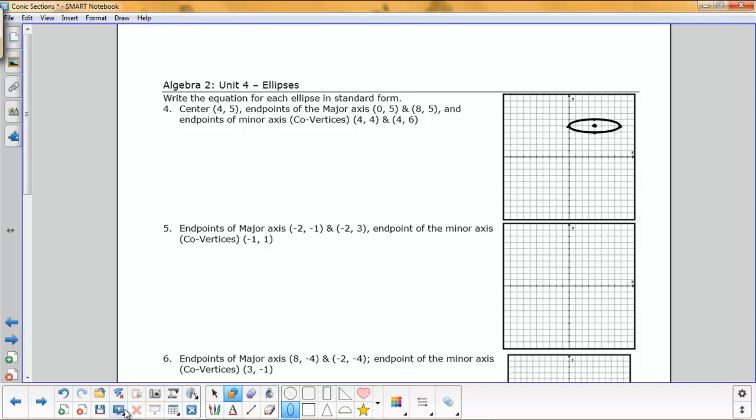Once it's graphed, it's easier to determine what your equation is going to be. The length of A is going to be 4. The length of B is going to be 1. Since A goes left and right and B goes up and down in this case, A will go underneath the X value, which is located at 4.